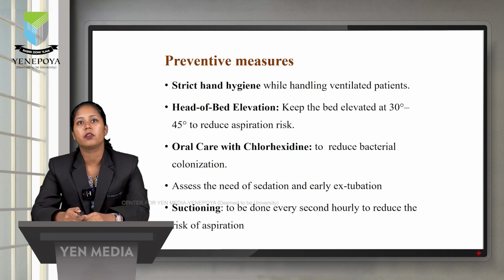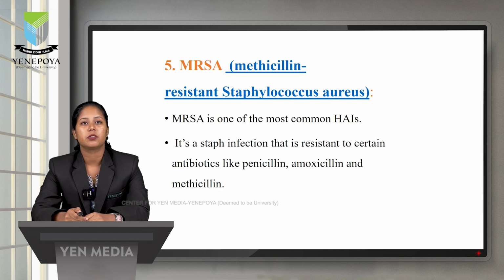Third point is oral care with chlorhexidine. Whenever you are giving oral care, you use a chlorhexidine solution so that it will reduce the bacterial colonization. Assess the need for sedation and early extubation. Daily assessment has to be done, and if you notice that the patient no longer requires the intubation, then it is recommended to do the extubation early. Suctioning to be done every second hour to reduce the risk of aspiration. So these are some of the preventive measures we use for VAP.